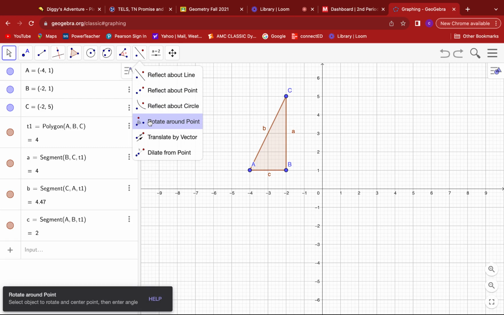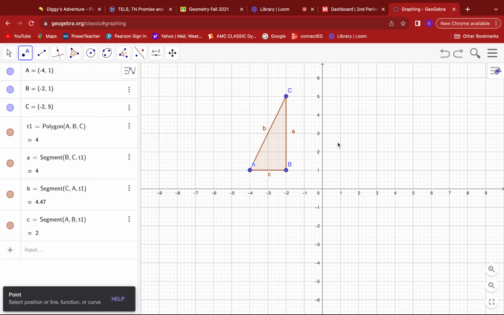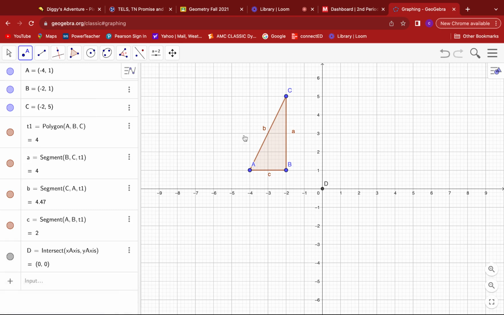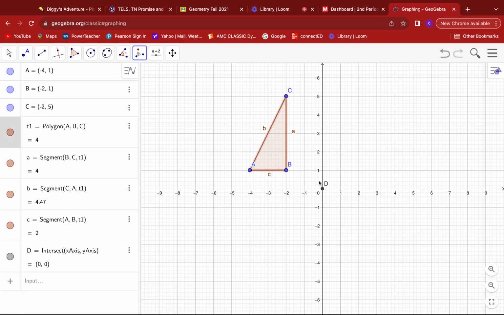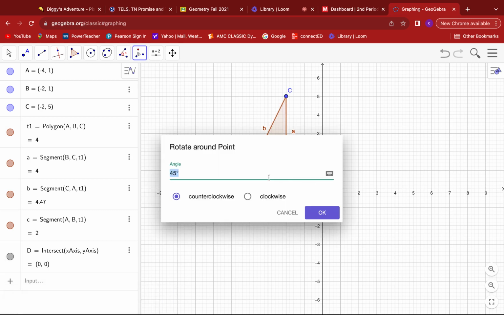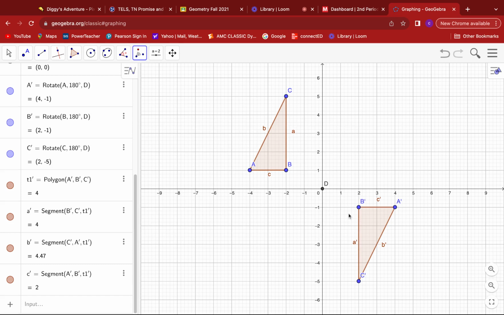All right, so I'm going to rotate around a point, which means I have to have a point. Boom, there it is. We're going to rotate around a point. I'm going to take this figure around this point and do 180 counterclockwise. All right, so there's my figure. See, now it's facing the correct direction.